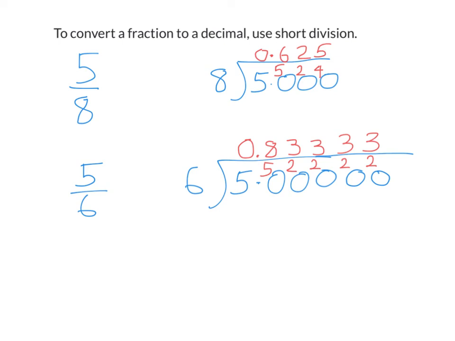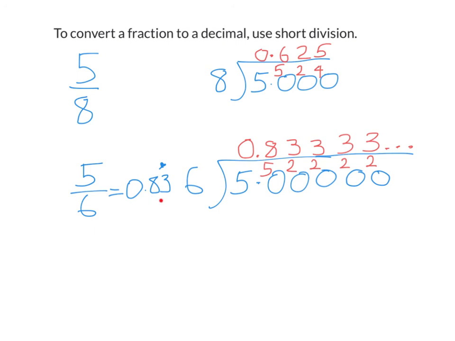So I can stop there. I don't want to do this forever. Maths is awesome, but it's not that awesome that I want to do it forever. So this is just going to keep going and going. So what I found is 5/6 is actually 0.83, but the 3's go on forever. So 5/6 actually has a recurring decimal.